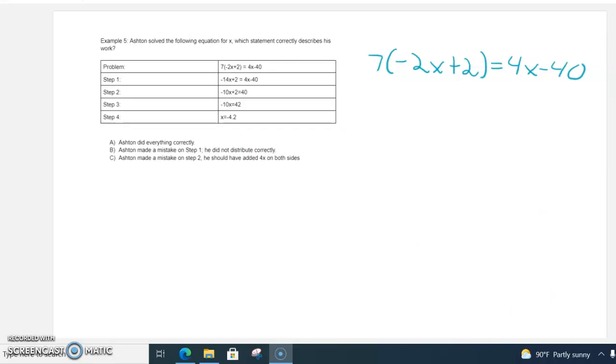All right, example 5. Ashton solved the following equation for x. Let's go ahead and solve for x and figure out how Ashton did it and how we would do it. So the first thing I'm going to do is use the distributive property. So I get 7 times negative 2x, which is negative 14x. And then 7 times 2 just becomes 14. And it looks like Ashton did 7 times 2, and he just got 2. He should have gotten 14.